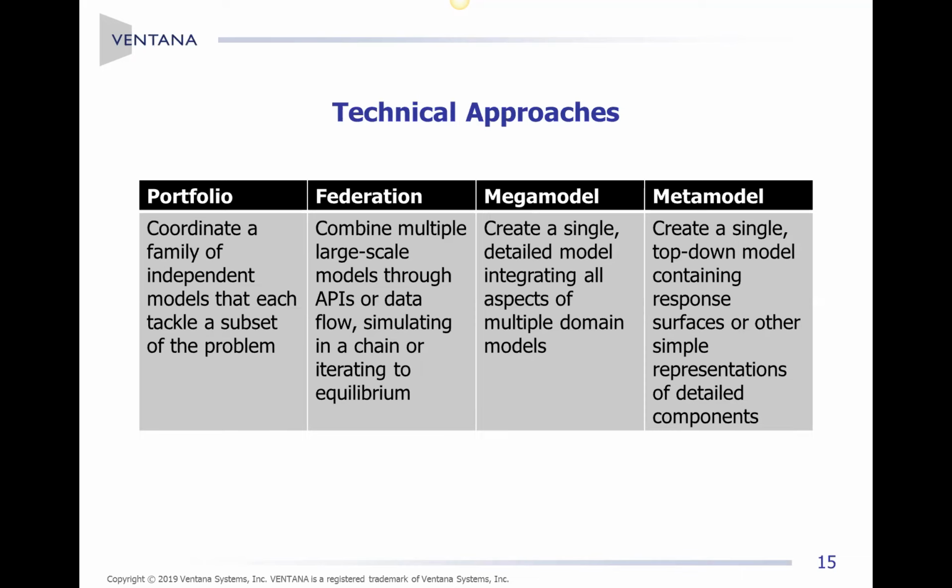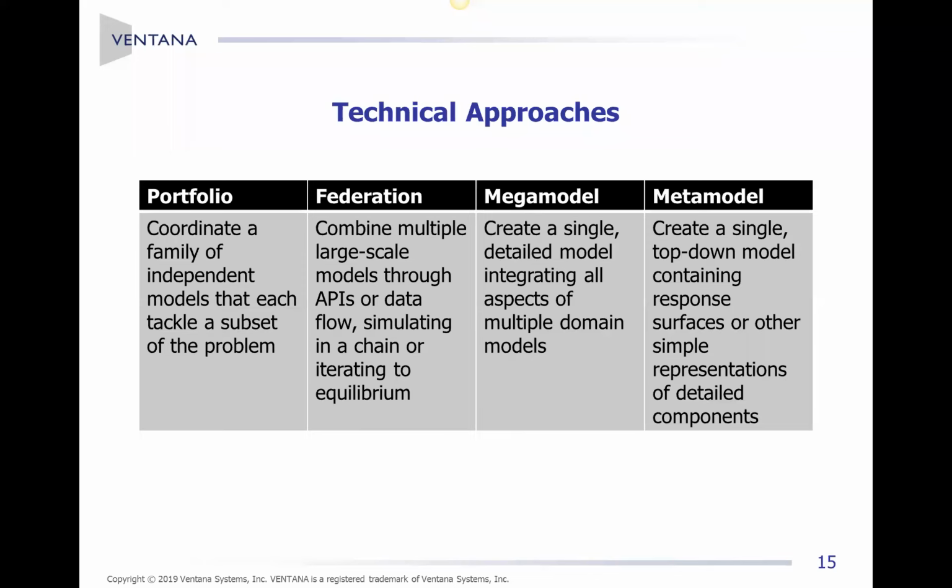So the opposite side, essentially, of the mega model is a metamodel approach, where you create a single top-down model that contains components that are individually metamodels of the detailed things. So it has response surfaces or just simple quadratic functions or whatever that are a simple representation of each of the detailed components that would be in a federation or a mega model approach. And you use that to tie things together.